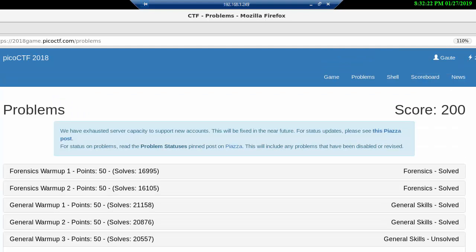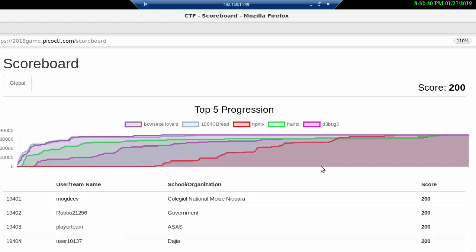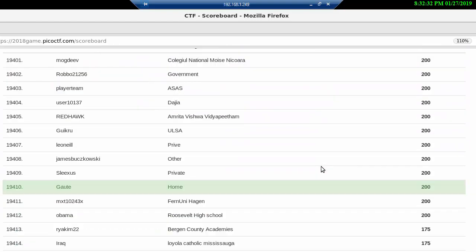I can't help myself here, so I'm going to go in on the scoreboard. And let's see where we are here. So now we have 19,409 before us. And we are closing in on the United States government. That should tell you something.